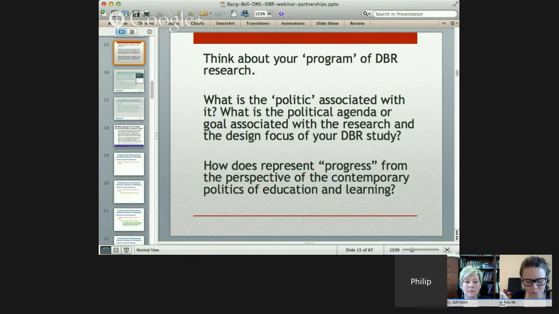You can talk about improvement, you can talk about it as equity, from a contemporary perspective of education and learning.